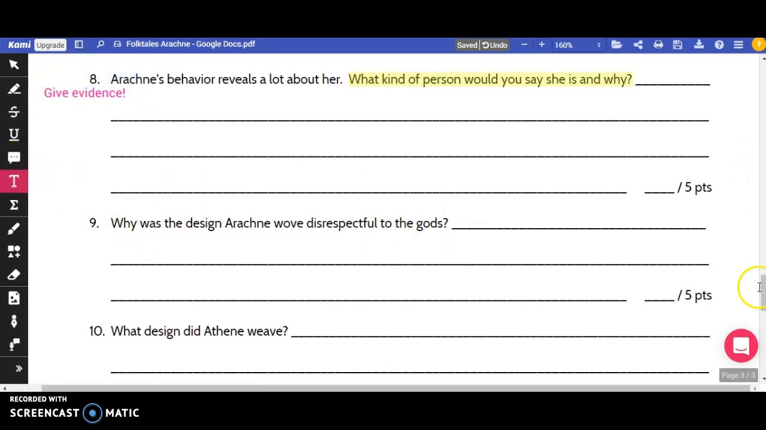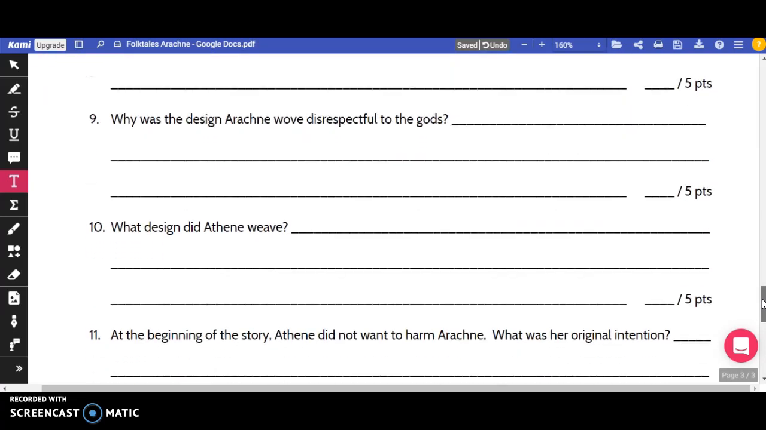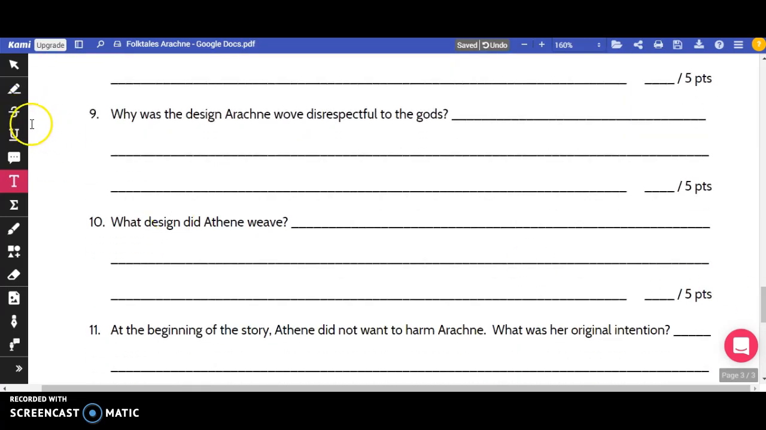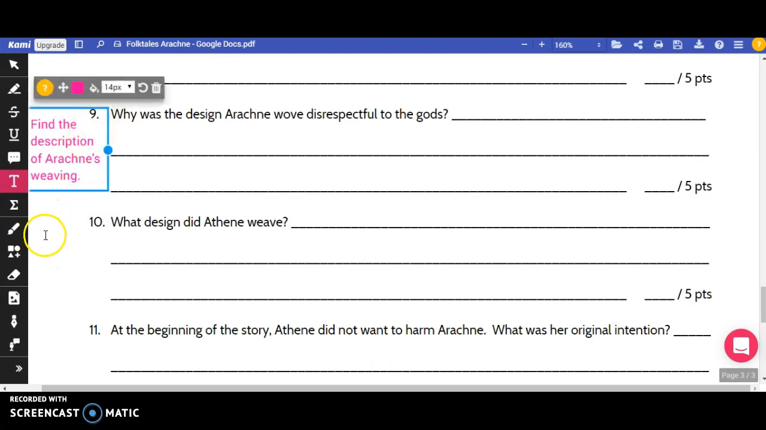9. Why was the design Arachne wove disrespectful to the gods? So in order to answer this question, you're going to need to find the description of Arachne's weaving. And number 10 is what design did Athena use? So you're going to find this answer right around in the answer or the details you need to answer number 9.